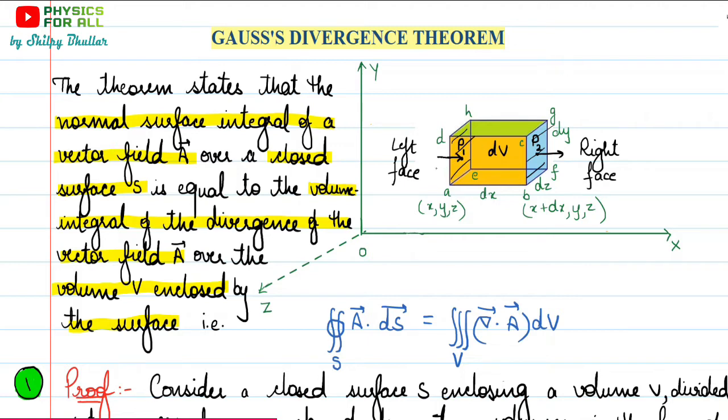It's the same. You can see this is dy, this is also dy, this is dz, this is dz, and this is dy, this is dz, this is also dy. So the area of left face and right face is dy dz. Okay, so we can write down the flux through the left face of the cuboid, and the flux through the right face of the cuboid.